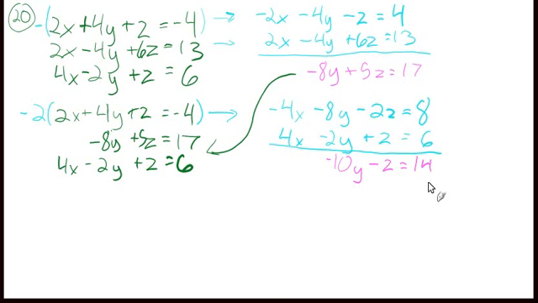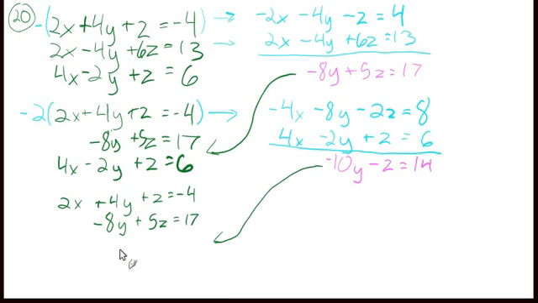That's going to be my new third equation. So same first equation, 2x plus 4y plus z equals negative 4. Same second equation, negative 8y plus 5z equals 17. Now our new third equation is going to come in here into the third slot, negative 10y minus z equals 14.